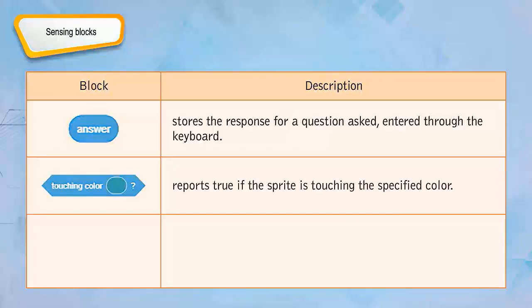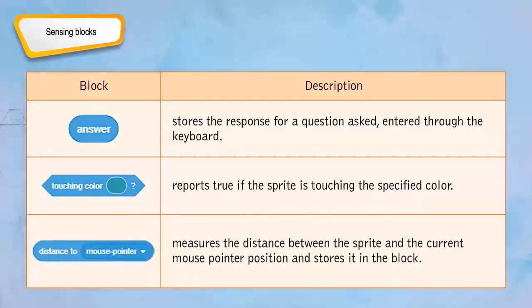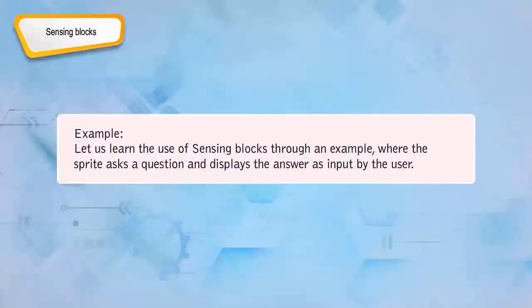Reports true if the sprite is touching the specified color. Measures the distance between the sprite and the current mouse pointer position and stores it in the block. Example. Let us learn the use of sensing blocks through an example where the sprite asks a question and displays the answer as input by the user.